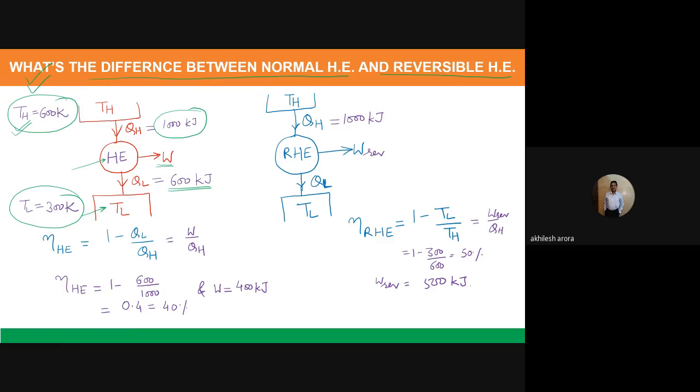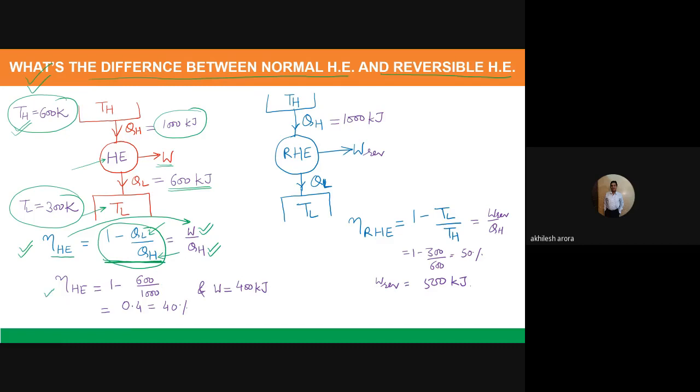If I talk about the normal heat engine, this is the formula for its efficiency. If you write this efficiency in terms of work, the efficiency is equal to the work we are getting as output from this heat engine divided by the amount of heat we are supplying to it. We know the values of QL and QH, so we can put them here, and you can see it.